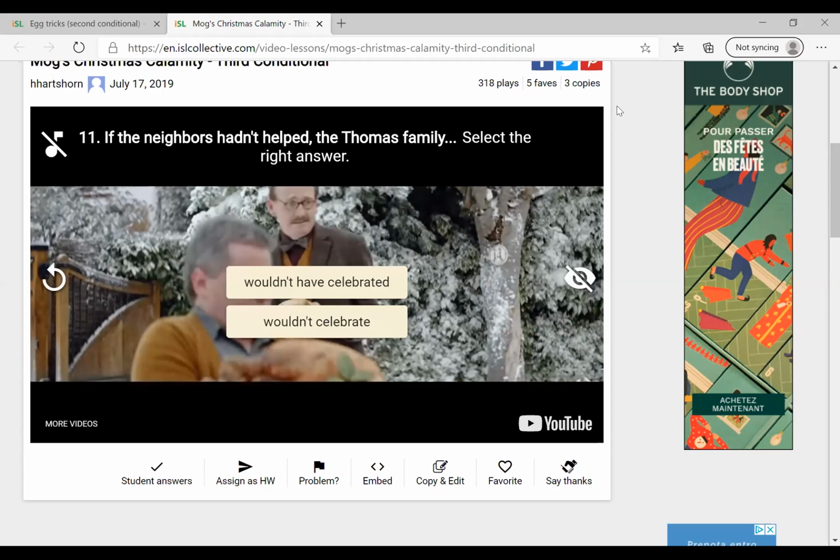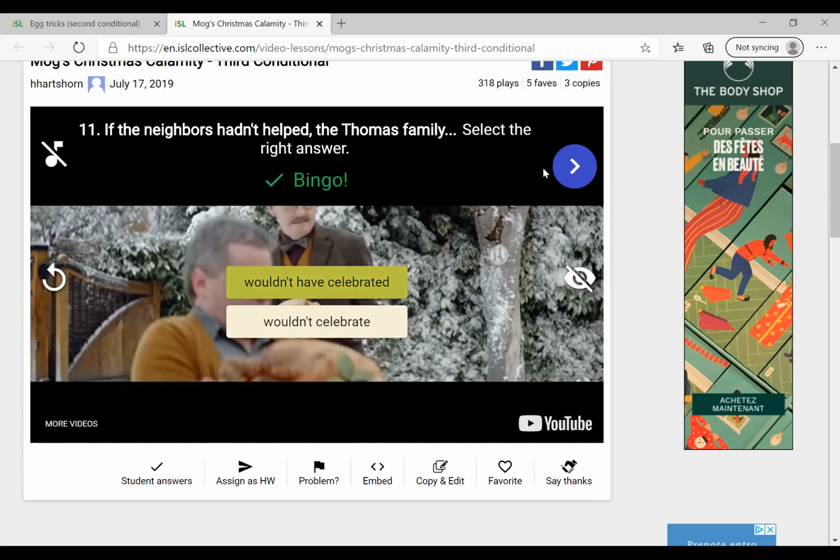Sophia? The connection there is not so good. Vika, can you read, please? The neighbors hadn't helped the Thomas family. No, hadn't helped the Thomas family. Wouldn't. You need have and you need verb 3 or with ed. Wouldn't have celebrated. Wouldn't have celebrated. Yes.